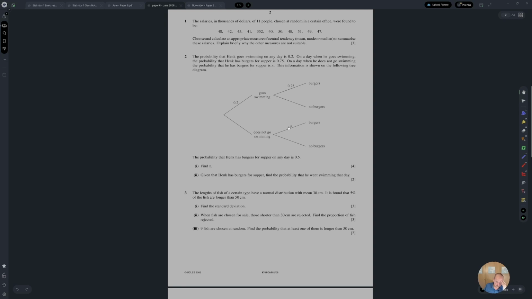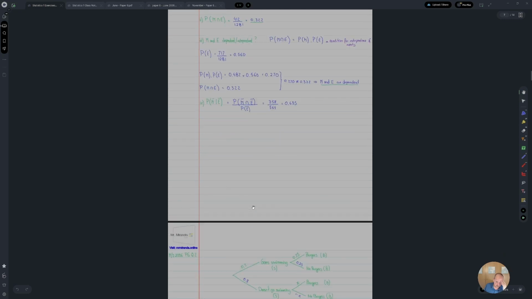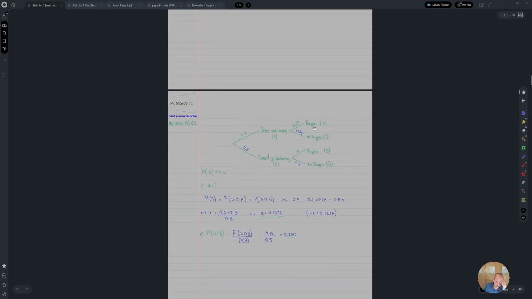First question, find X. Okay. In green, it's what you already had in the question. So you have to finish at least part of this tree to get the answer. You know that the probability that he has burgers, regardless of going swimming or not, is 0.5. Okay? So the probability of B is given by these two paths. The probability that he has burgers is this probability over here. He goes swimming and then has burgers. All right?